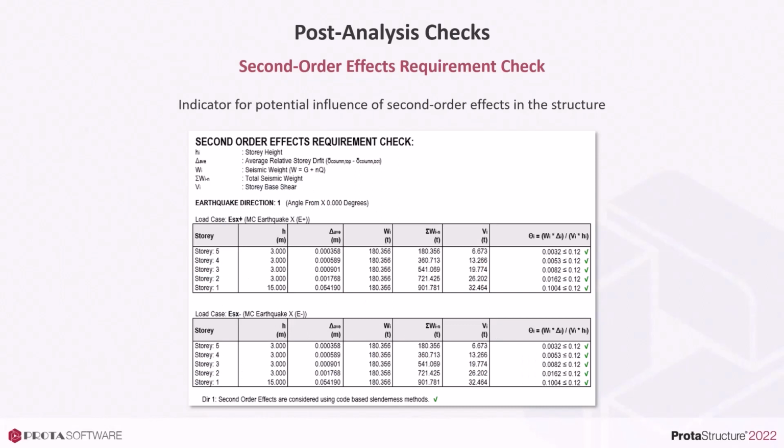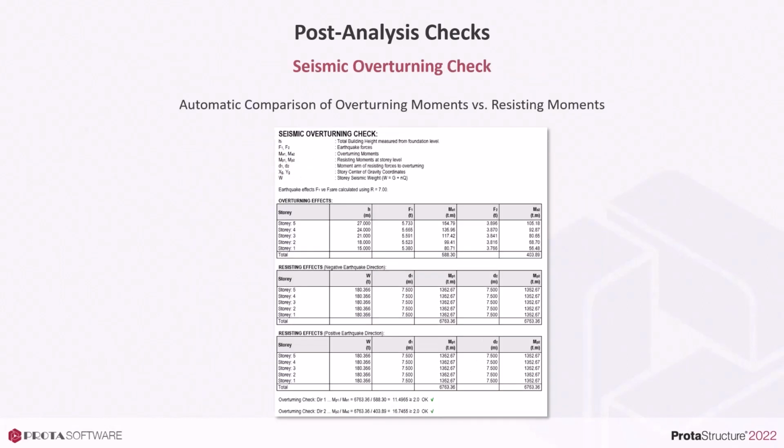The second-order effects requirement is another important post-analysis check. It compares the moment created by the weight of the structure under lateral displacement to the moment created by the story shears. If the ratio is too high, then the structure may be susceptible to second-order effects and a detailed review must be done. As the name implies, this is a stability check under seismic loads that compares the overturning moments to resisting moments.